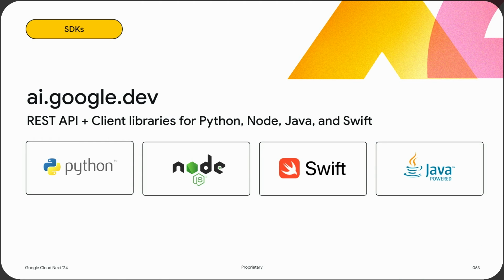You can also just interact via the SDK and go to ai.google.dev to get that. And so this is a REST API, so you can interact with it directly, or you can also work with it via the client libraries that are listed here, as well as Go and Flutter, which we don't have listed on the screen today.